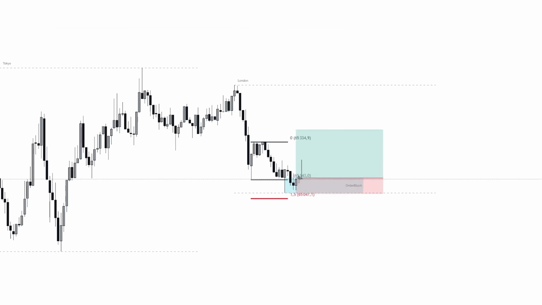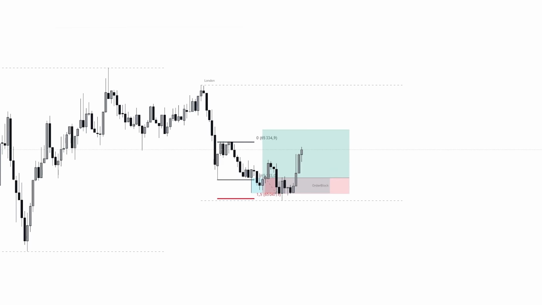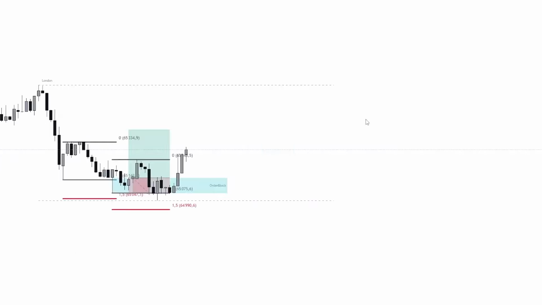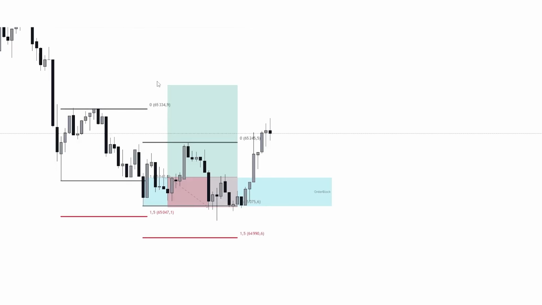Let's see what happens next. This trade closes at stop loss, but in doing so, a new pattern forms. Now we stretch the Fibonacci from this level to the end of the correction and realize that this pattern also meets our requirements.